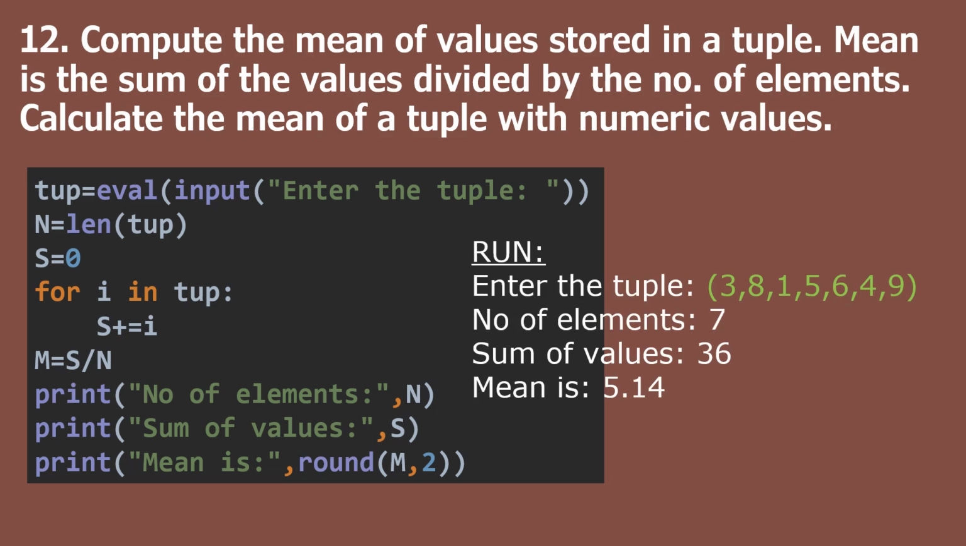And here I have used a round function where m is rounded to 2 digits to avoid any longer decimal values. So first the tuple entered is, here you can see 3, 8, 1, 5, 6, 4, 9. Then the number of elements is showing 7. The sum of the values is 36. You can see the mean over here is 36 by 7, which is coming as 5.14.